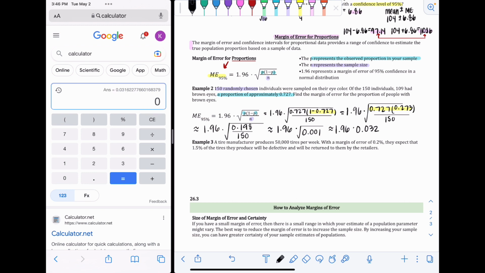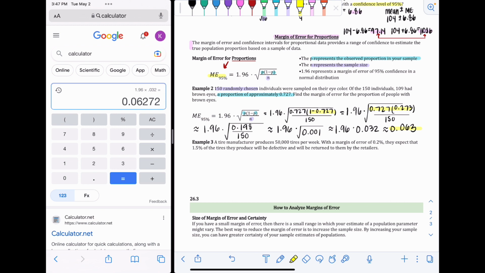Now I can multiply those two together, so 1.96 times 0.032. It ends up being approximately 0.063 if we round to 3 decimal places. Again, looking at the 4th number, which is 7, the 7 rounds the 2 up to a 3. So our margin of error ends up being approximately 0.063.